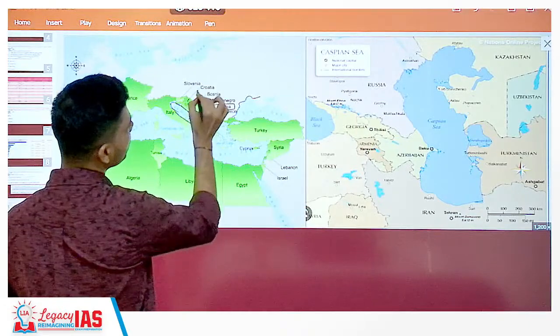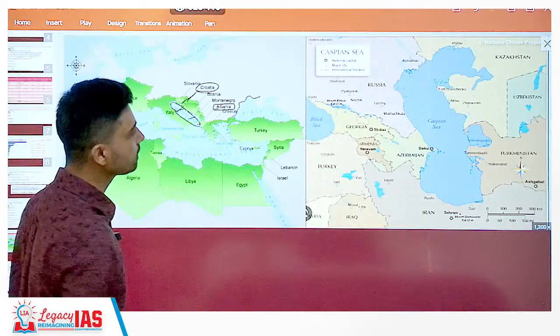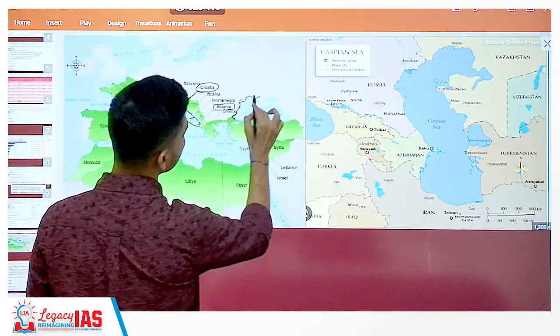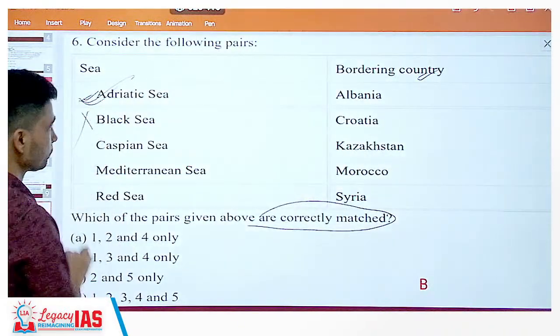And where is Croatia? Croatia is situated here. That means Croatia has a border with the Adriatic Sea. The Black Sea is very, very far away from Croatia. That means the second option is the incorrect option.